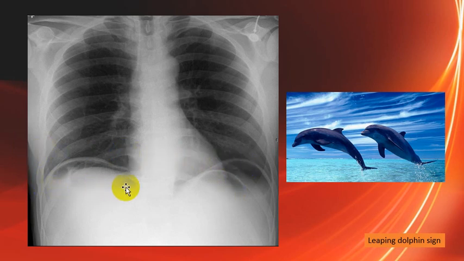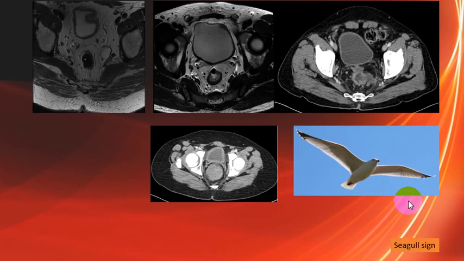Here, a patient with pneumoperitoneum, we see the pneumoperitoneum on both sides, giving the appearance of the leaping dolphin sign. Here are multiple patients with the seagull sign, and we see the peritoneal reflection anterior to the rectum, giving the appearance of the seagull sign. And this is a normal patient. These are two normal patients, and we see it thickened here in a patient with rectal carcinoma, and here in a patient with a pelvic abscess.